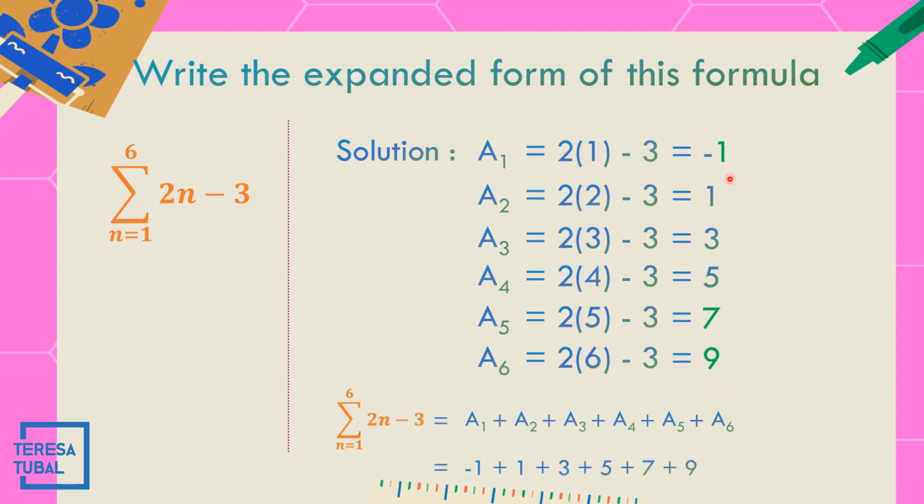So afterwards, let us copy the first up to the sixth term. First term is negative 1. Second term is 1. Third term is 3. Fourth term is 5. Fifth term is 7. And the sixth term is 9. So the sum, that is equal to 24.